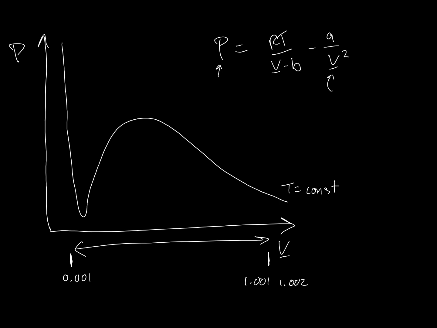So for any particular pressure, you're going to have 3 roots to this equation. Two of these are stable, and one in the middle is unstable. So this is your vapor, and this is your liquid.